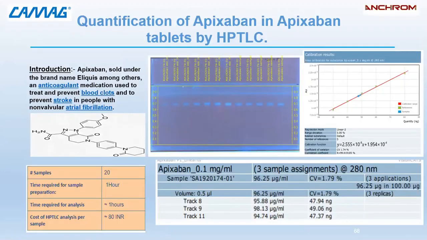The second example is the quantification of apixaban in apixaban tablets. Now we all know apixaban is an anticoagulant used to prevent blood clots or prevent strokes in people, used as a blood thinner. This is visible under fluorescence, and after plotting the graph, 96.25 μg is present in the 100 mg of the tablets.